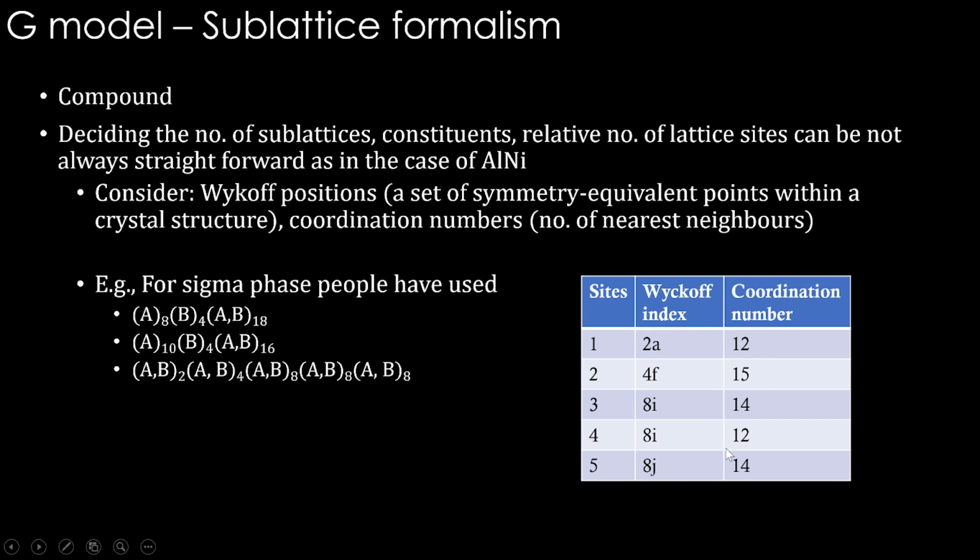So this is the reason why 5 different types of atomic arrangements are identified, and one of the reports uses 5 different types of sublattices. But in the others it is in a way grouped, and 8, 4, 18 is the kind of relative number of sites used in these sublattices here.